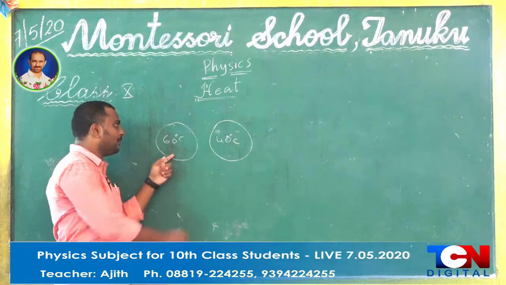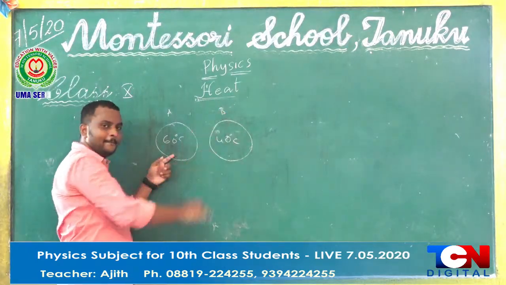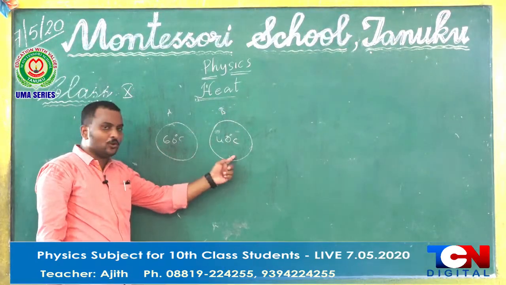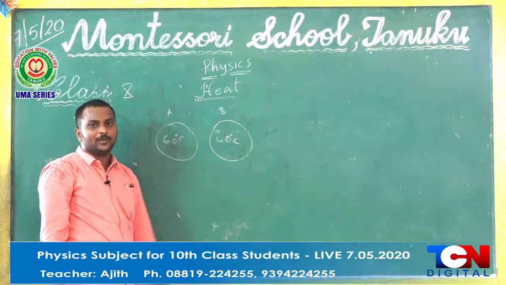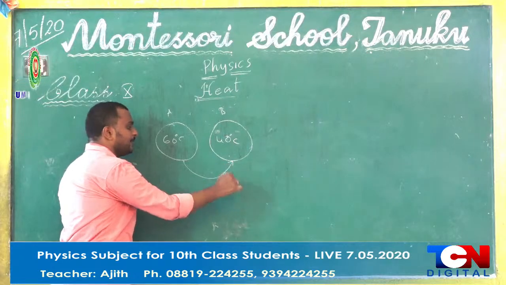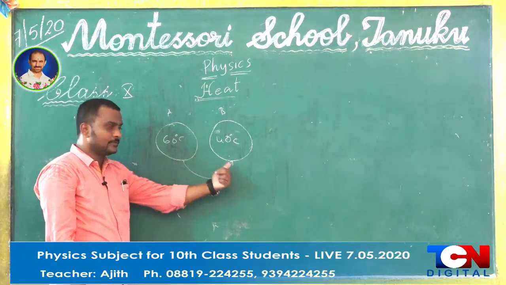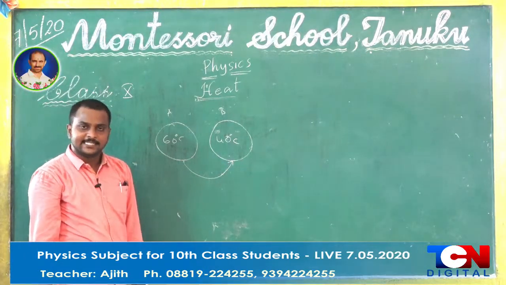they are made into thermal contact. The heat will flow from body A to body B. As A is at high temperature and B is at low temperature, the heat will start flowing from high temperature to low temperature. This heat will travel until they attain the same temperature.